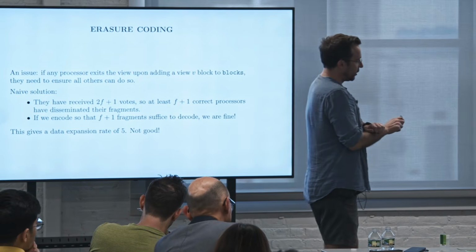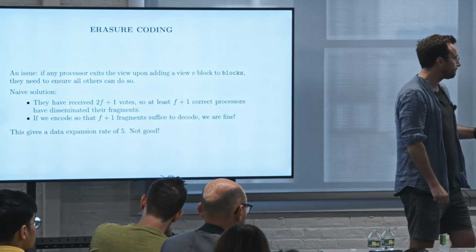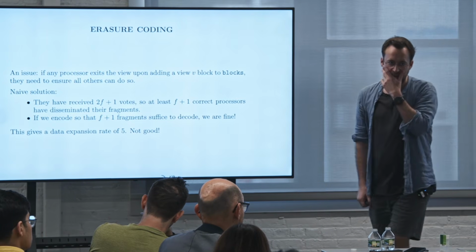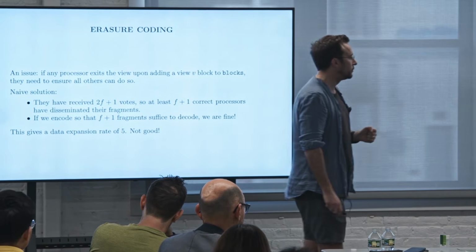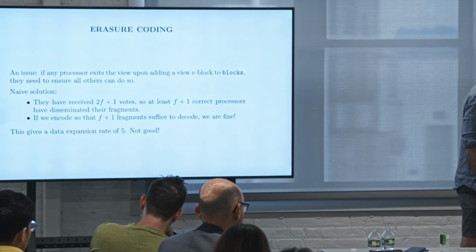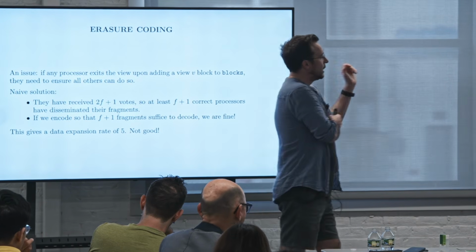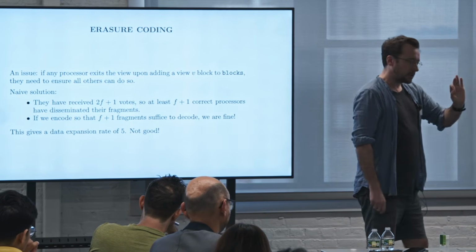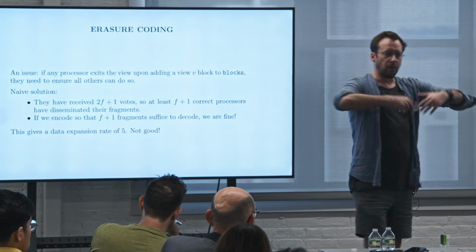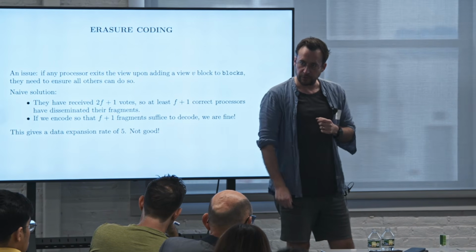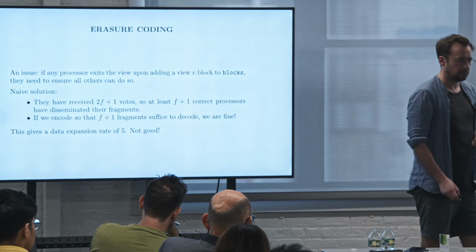Okay, an issue here though, right? If any processor exits the view on adding a view V block to their local value blocks, we need to ensure all others can do so. Depending on how you think about it, maybe you need that for view progression, or if you're the next leader, you need to know that people can vote for your proposal. So first of all, we can consider a naive approach which works, but isn't very efficient. If I've added this block to my local value blocks, that means I've received 2f+1 votes. But you only vote at the same time you disseminate your certified fragment, so at least f+1 correct processors have disseminated their fragments.